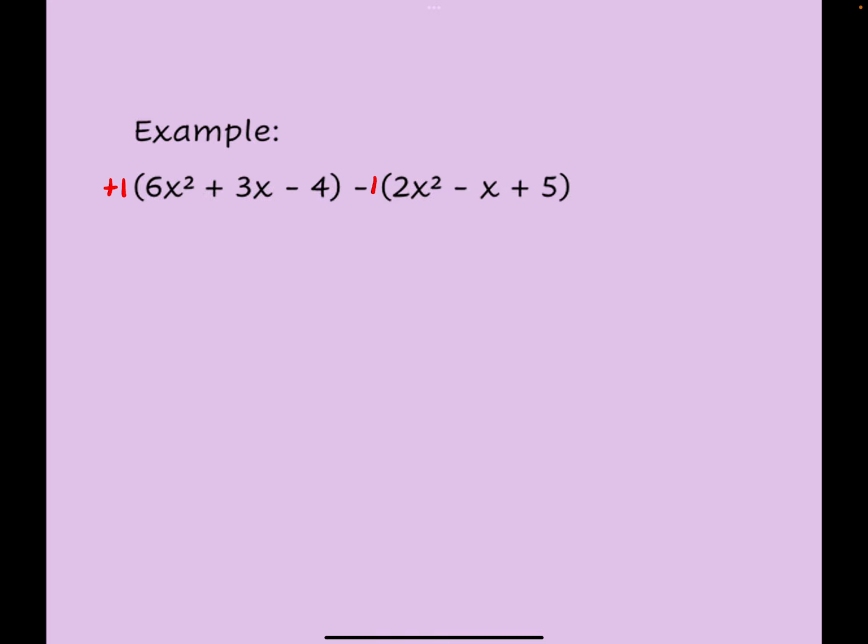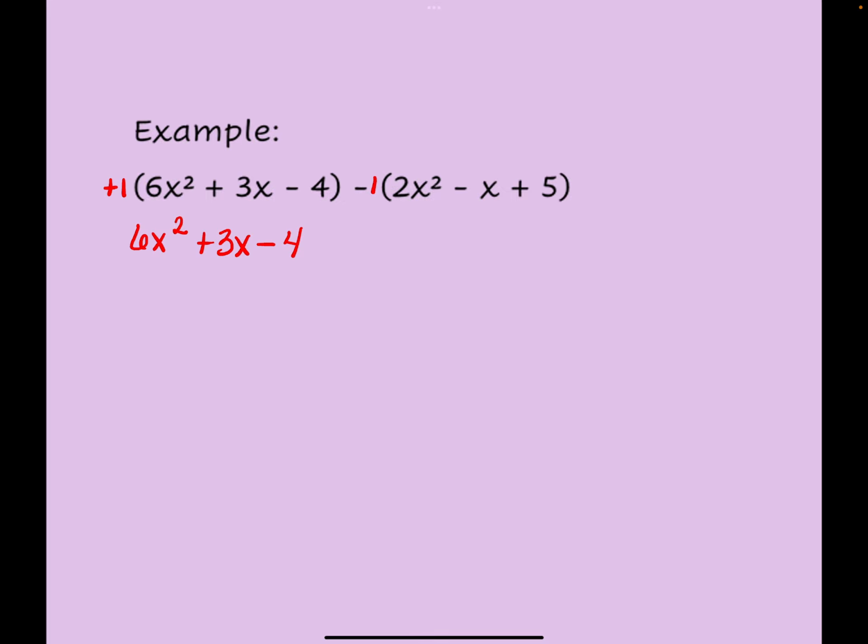The first group, 1 times 6x squared, 6x squared. 1 times 3x, positive 3x. 1 times negative 4, negative 4. Now, a negative in front of that group means that everything in that group is going to change operations. So all the signs are going to change.